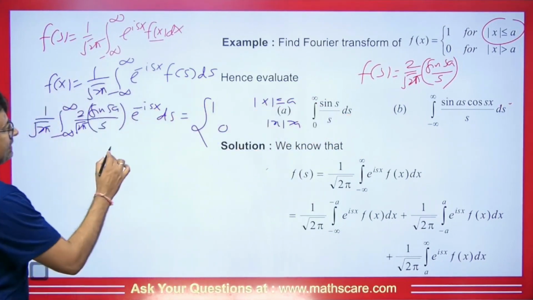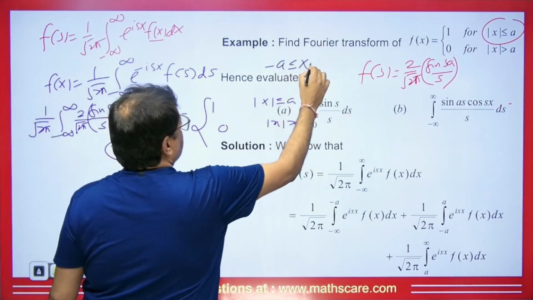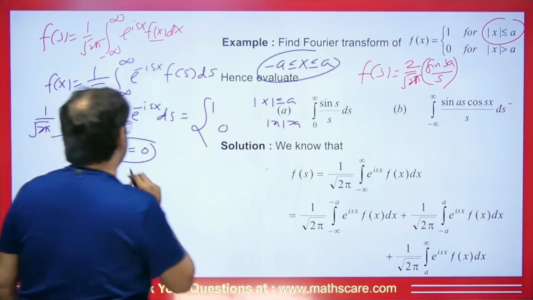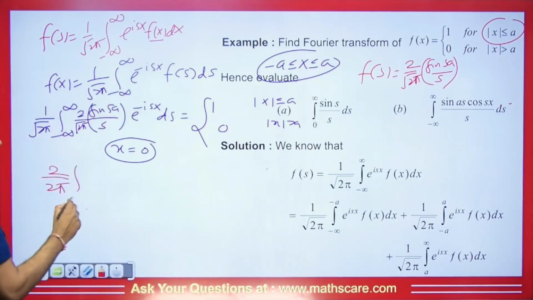So here we will put 0 in place of x. Since we are getting the value of x between minus a to a, note that I can take the value of x as 0 here. As you take the value of x as 0, this 2 root 2 pi will become 2 pi, so this will come out.